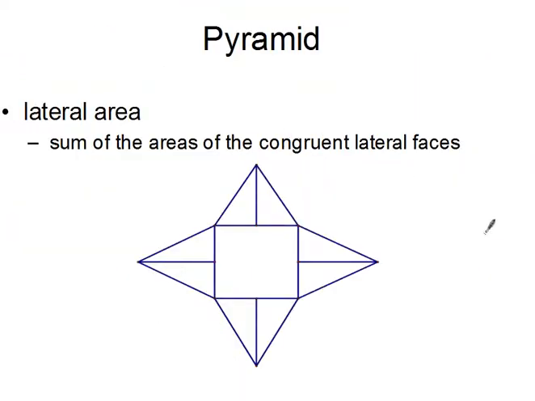Alright, lateral area for a pyramid is the sum of all of the congruent lateral faces. So if I highlight these in yellow, these are all lateral faces. If you want to find the lateral area of a pyramid, you add up the area of all those triangles. The square here is called the base, and so we would add that in to get the surface area.